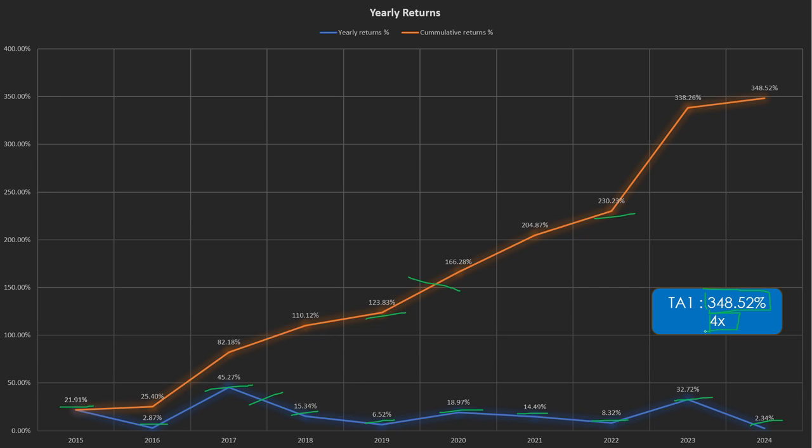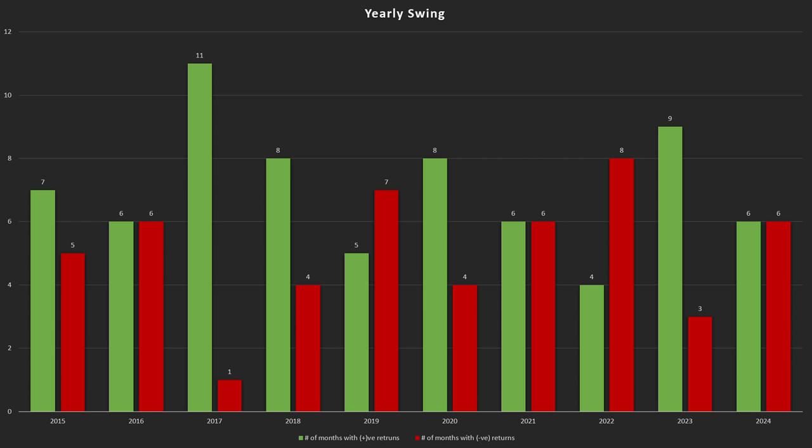So if someone has put in the money in the sector in 2015 and waited till the end of 2024, their money would be 4x. So the money would be multiplied by 4 times. Let's move on to the next graph, which is the yearly swing graph.